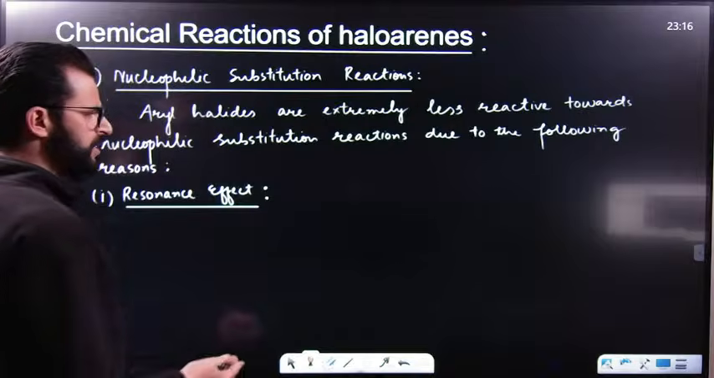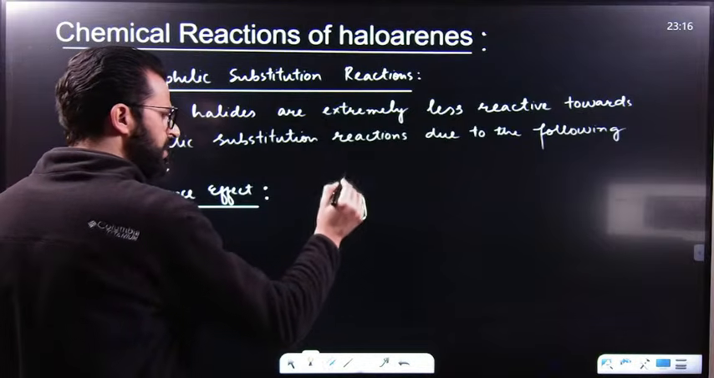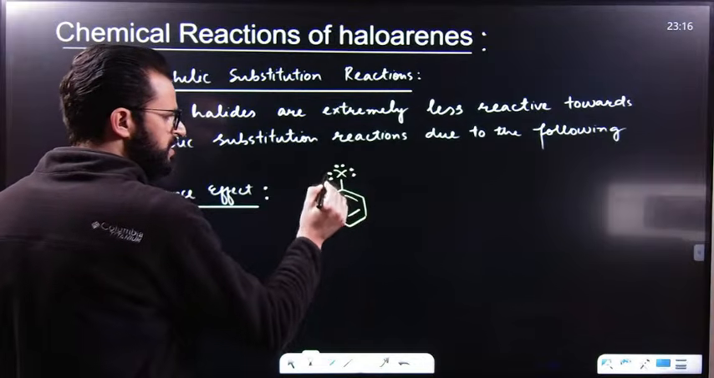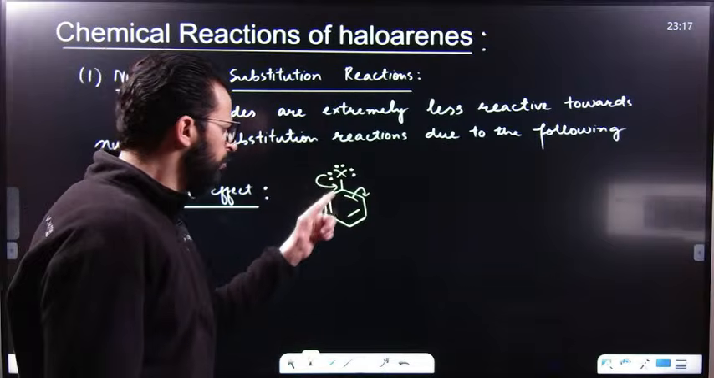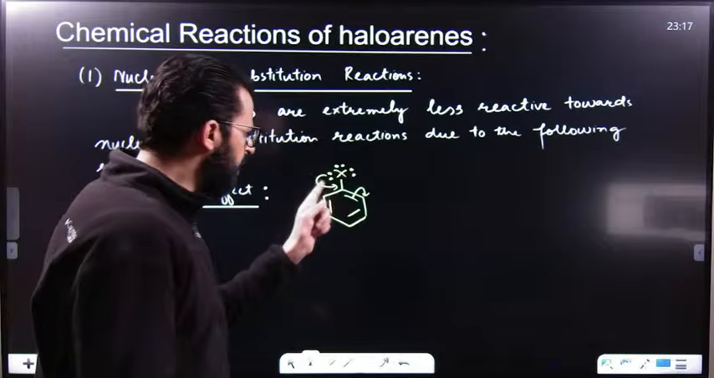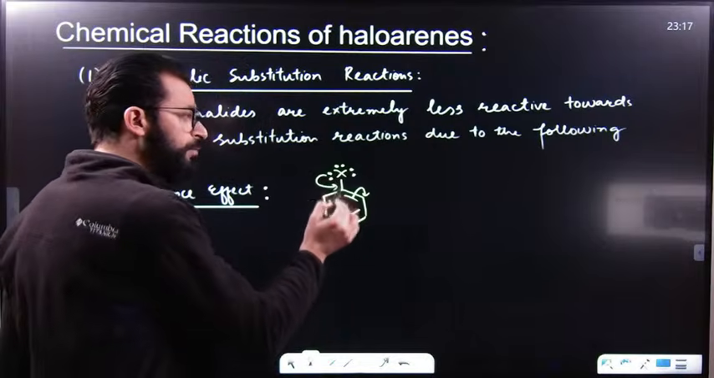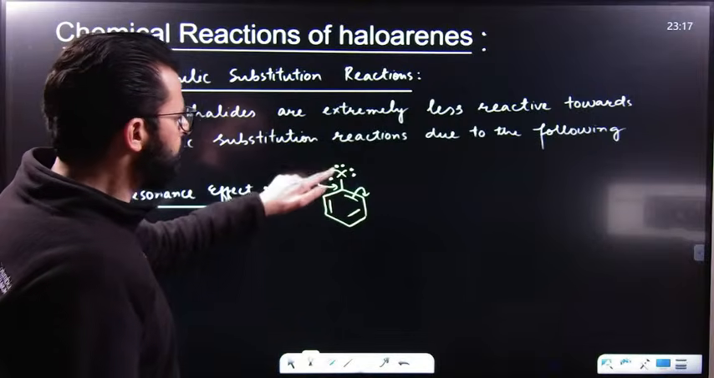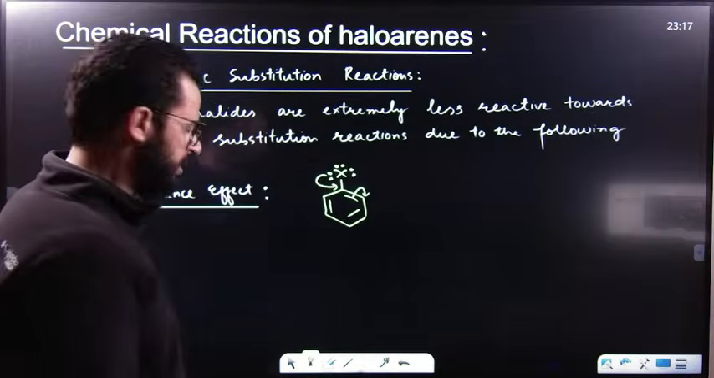The first reason is the resonance effect. Have a look. We know in haloarenes the C-X bond is difficult to break, because this bond is strong due to partial double bond character as a result of resonance. So it is resonance due to which this bond is strong and cannot be broken. If this bond cannot be broken, we cannot do nucleophilic substitution reaction of haloarene.